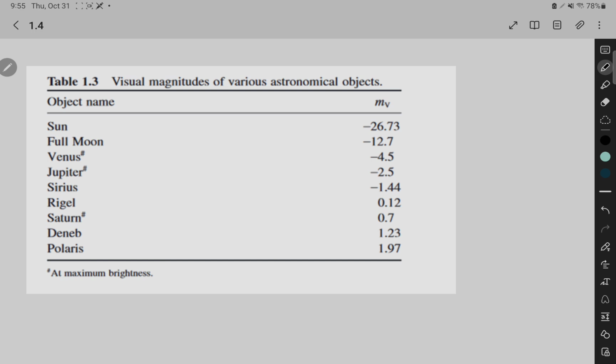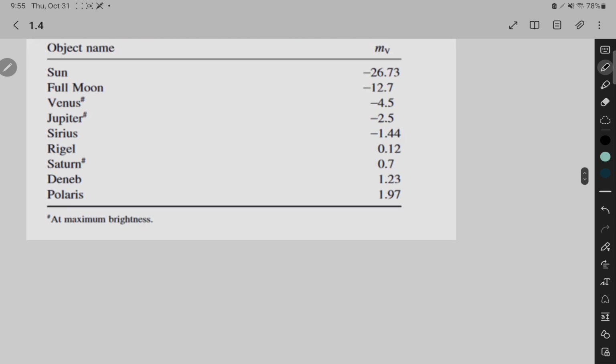So wouldn't it be more convenient to define something called the absolute magnitude? We define an absolute magnitude as the magnitude at a distance of 10 parsecs. So instead of all these stars having different distances to the Earth, now we have an absolute magnitude for each star that is defined at 10 parsecs.